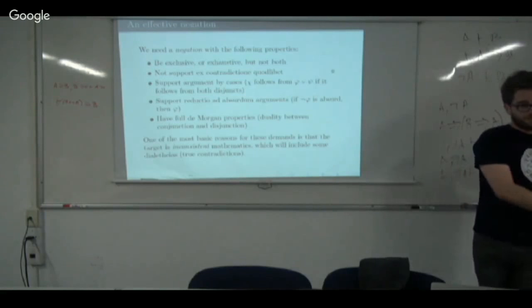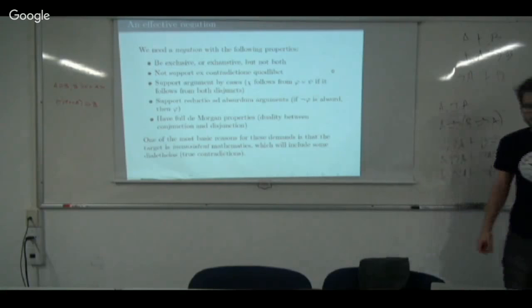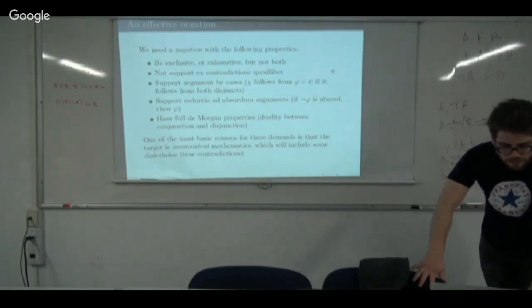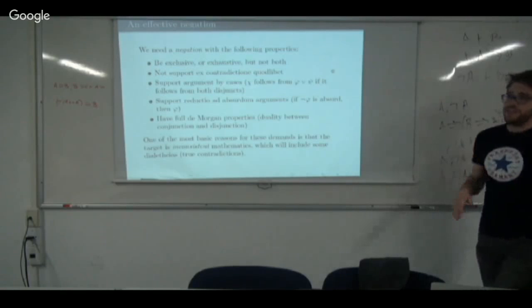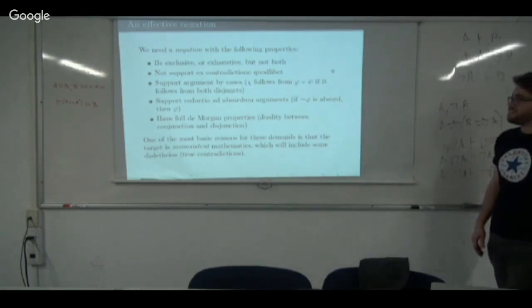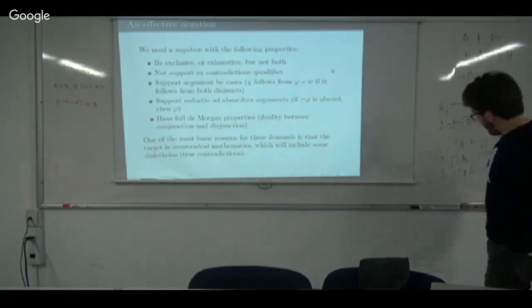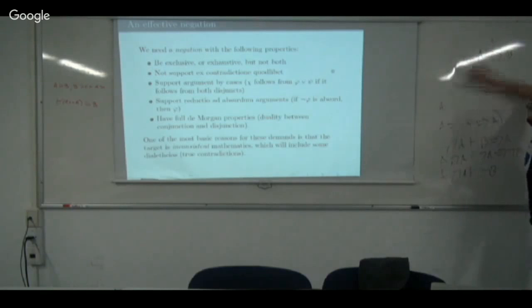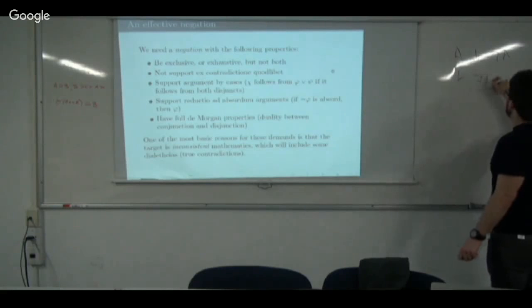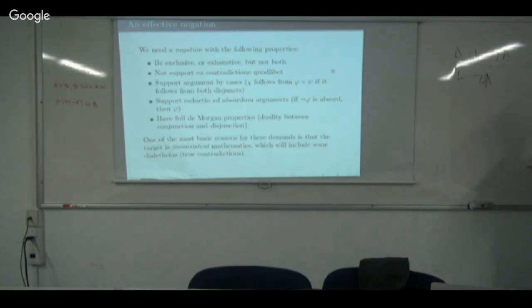First of all, either exclusive or exhaustive, but not both. On the other hand, you don't want to get explosion. That's something that we want to avoid, of course. Support argument by cases. This is something that you want to keep because argument by cases is used pervasively in mathematics, so if you don't have that, it's pretty terrible. On the other hand, you do want to keep reductio ad absurdum arguments. What Zach Weber means by that is essentially this: if this happens, you want to be able to conclude that not A. That's essentially what we mean by that in these pages.